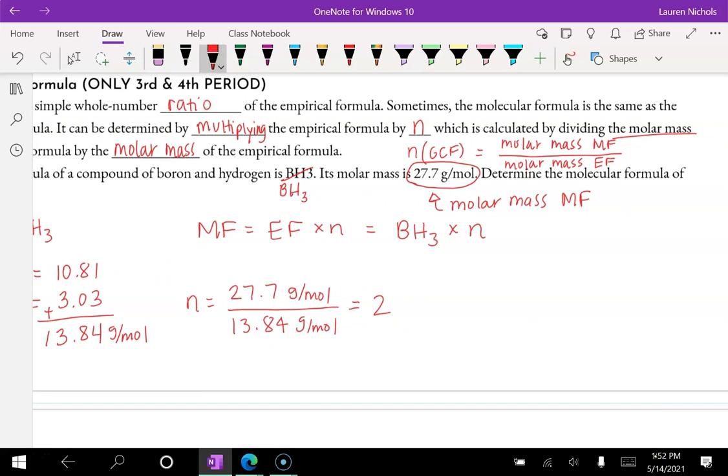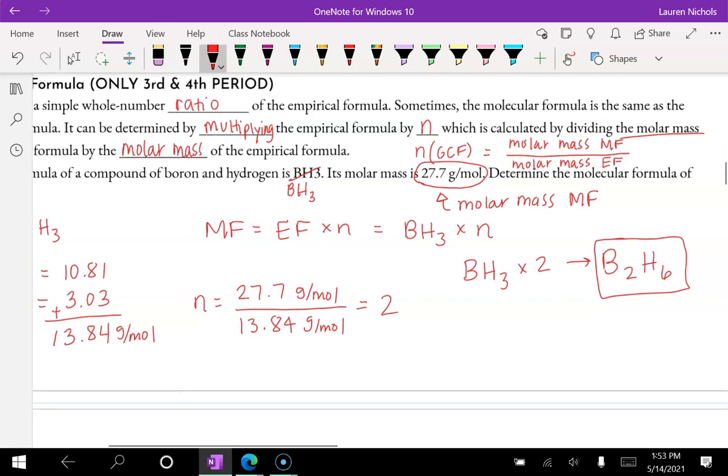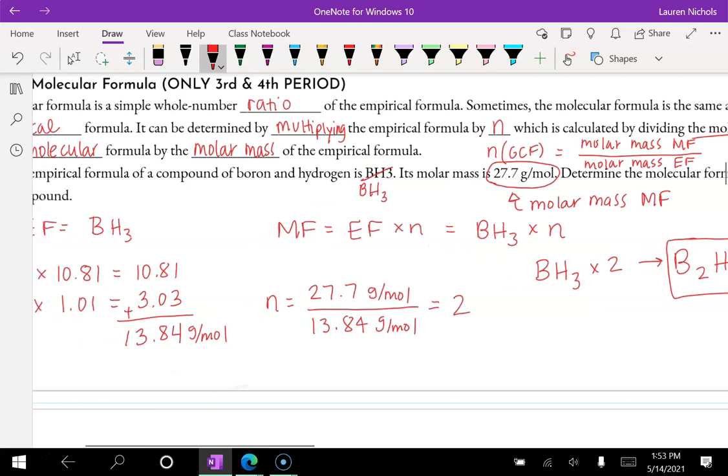So that means my answer would be BH3 times 2. Well, that gives us B2H6. And that is my final answer. And I know I kind of showed y'all everything and went kind of long, but that is how you solve it.